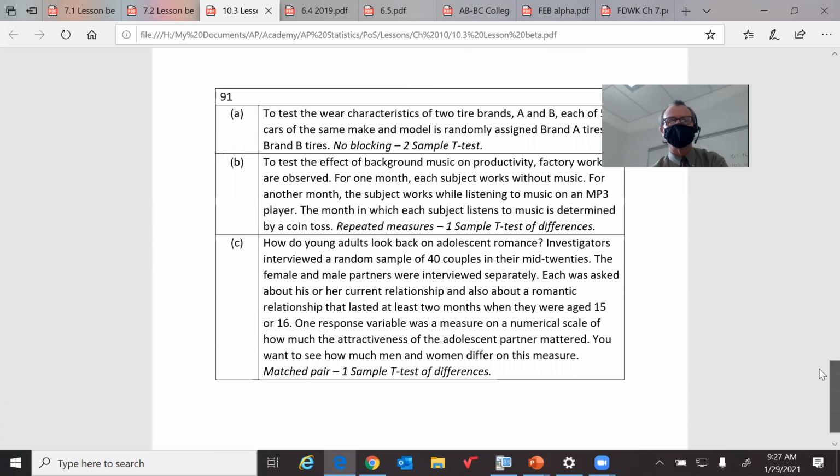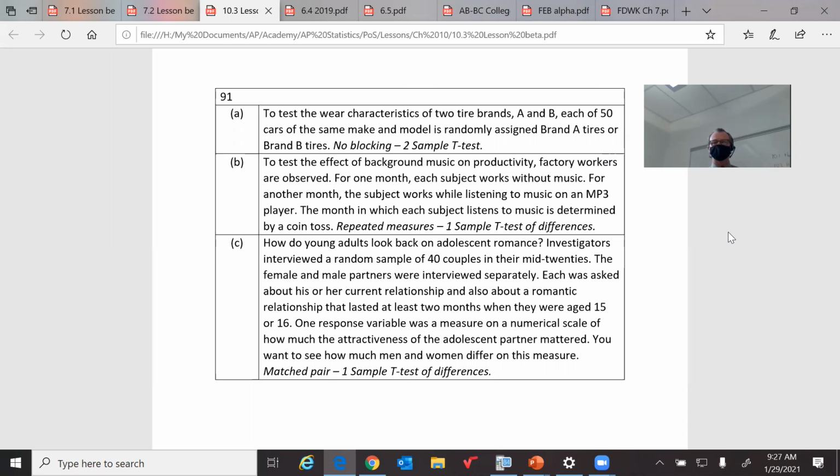And then, ready? To test the wear of 2 tire brands, each of 50 cars of the same make and model gets brand A or brand B tires. Now, what's happening? It's a leading question because they're telling us it's the same make and model. So that makes me think it's matched pair. There's no evidence that it's matched. Factory workers work a month without music and another month with music. And the month is randomly assigned. It's the same person. It's repeated measures.